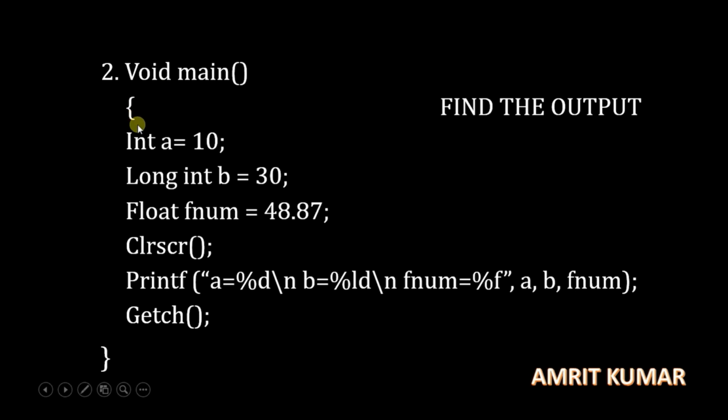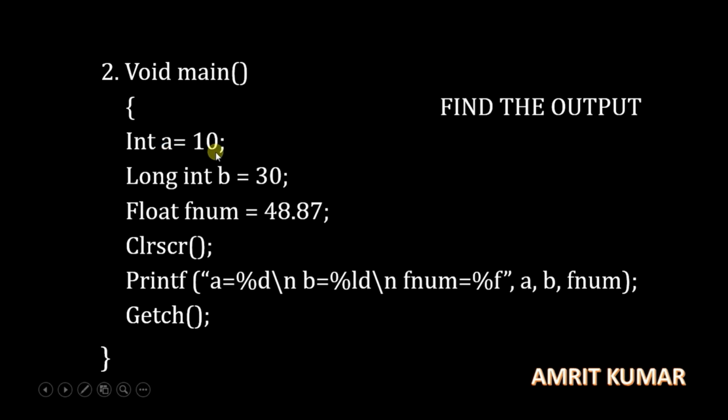Then again, I am opening the curly braces, which means I am opening the main function. I am using three variables, that is a, b, and fnum, whose types are integer, long int, and float. So a is a variable of type integer, b is a variable of type long int, and fnum is a variable of type float. Now we have talked about the variables a, b, and fnum.